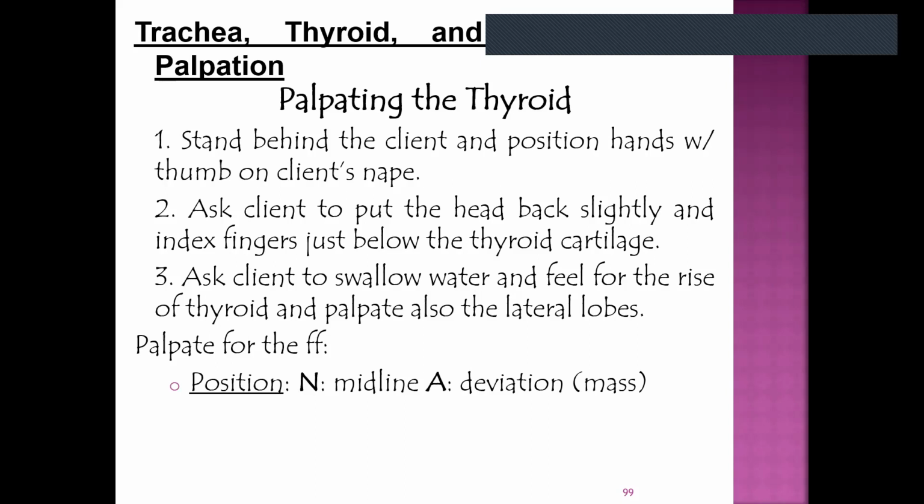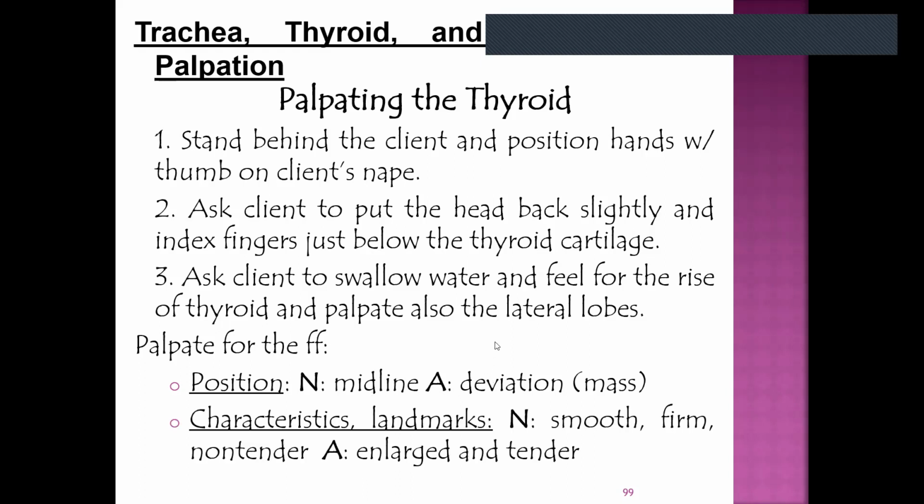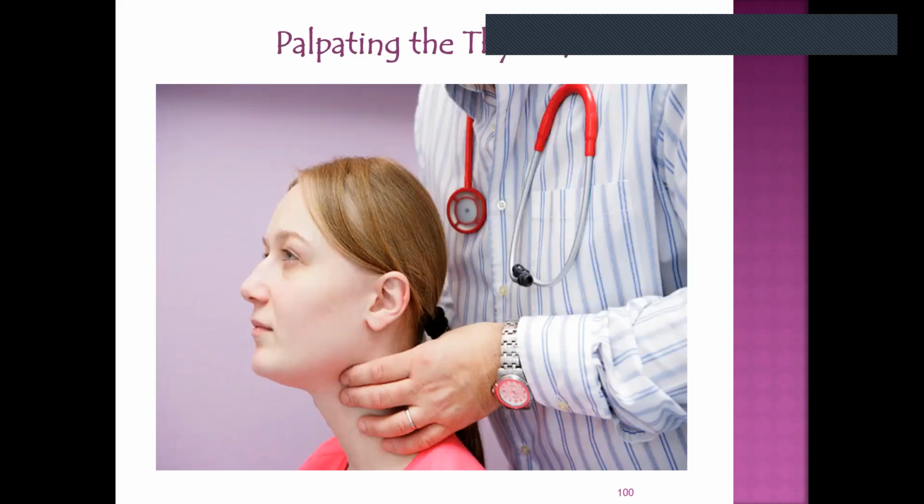Now, for palpation, we also have to do a midline and deviated mass assessment. In terms of characteristics or landmarks, it has to be smooth, firm, and not an enlarged and tender thyroid. So you have to practice this one. You can position yourself at the back of the patient. You don't need to front the patient, especially face to face.